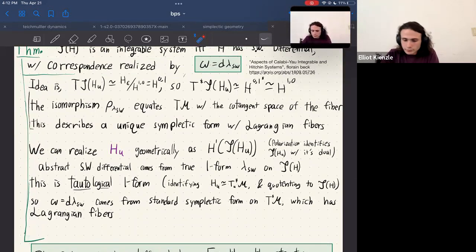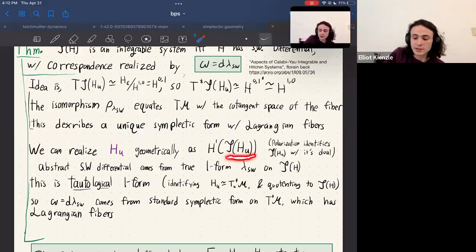Yeah. We can also think about this a different way: how did I get this formula up here? Somehow we have to turn our abstract differential into a real differential form. And we can do that by geometrically realizing our variation of Hodge structure in a different way. You're not realizing it with the curves, you're realizing it with just this fibration of abelian tori.